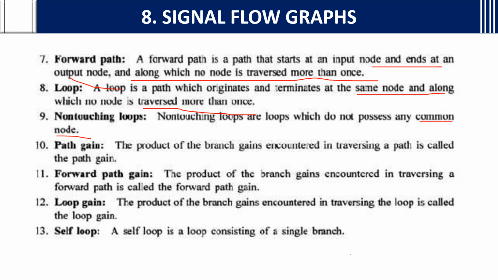Loop gain is the product of the branch gains encountered in traversing the loop. A loop also has gains. If you take the product of those gains, that is nothing but the loop gain. Self loop. A self loop is a loop consisting of a single branch. Self loop is nothing but a loop which consists of only a single branch. These are the main terminologies you should know.